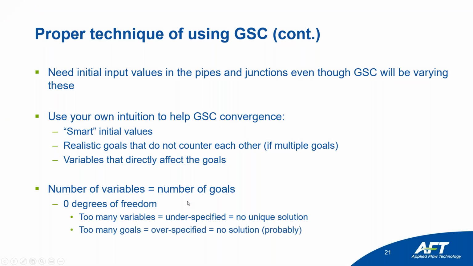The other would be too many goals, which is an overspecified system, which has probably no solution unless the two goals happen to already align with one another. That would be like saying x = y, x = 3, and y = 2. Well, that doesn't work out so well, let me tell you. That is an overspecified system and it is not solvable. You want exactly 0 degrees of freedom.